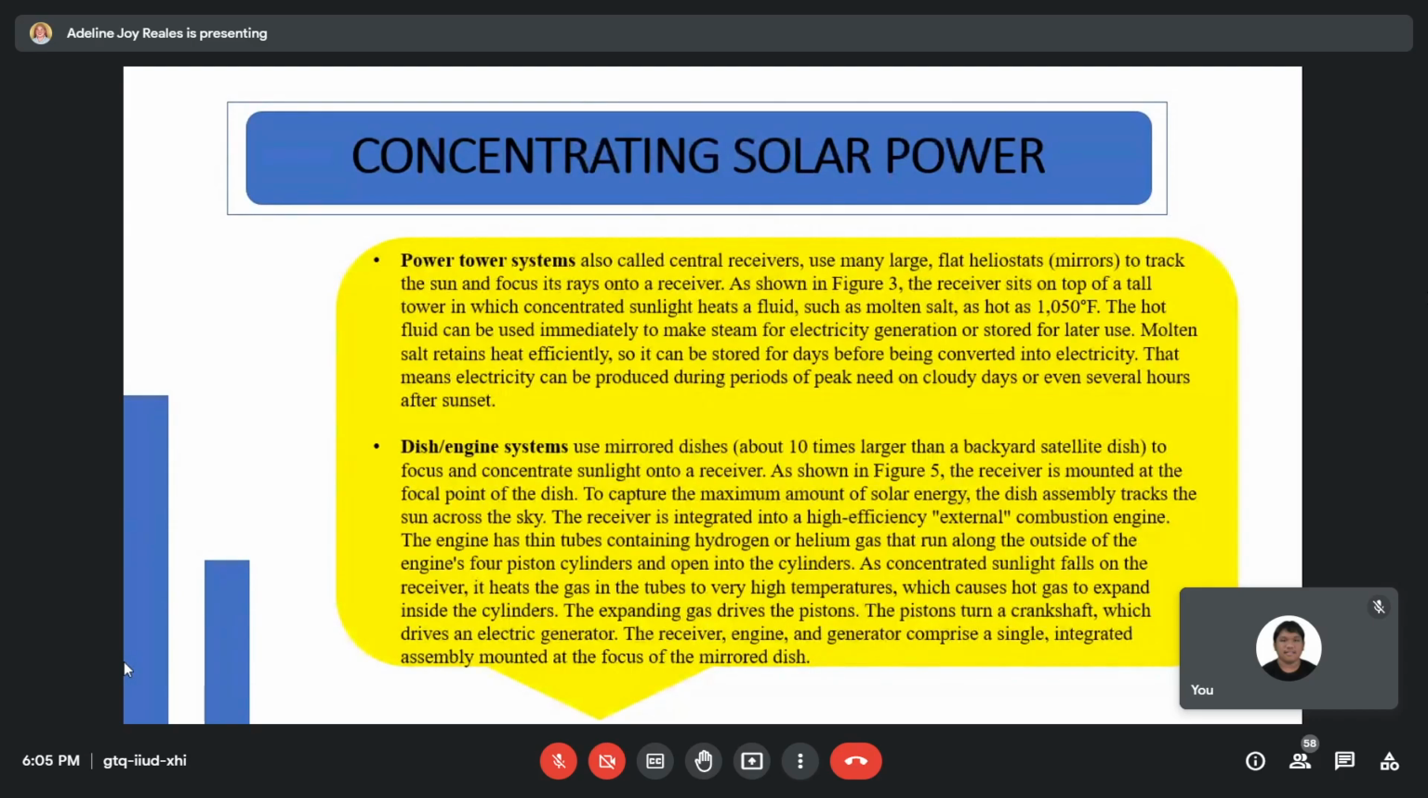Dish or engine systems use mirror dishes about 10 times larger than a backyard satellite dish to focus and concentrate sunlight onto a receiver.